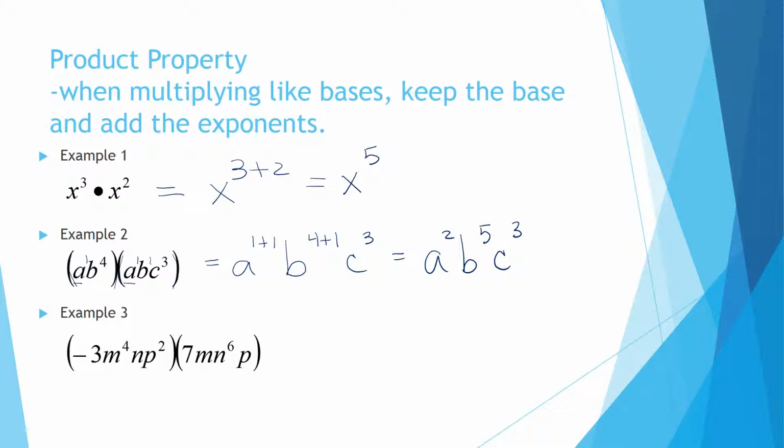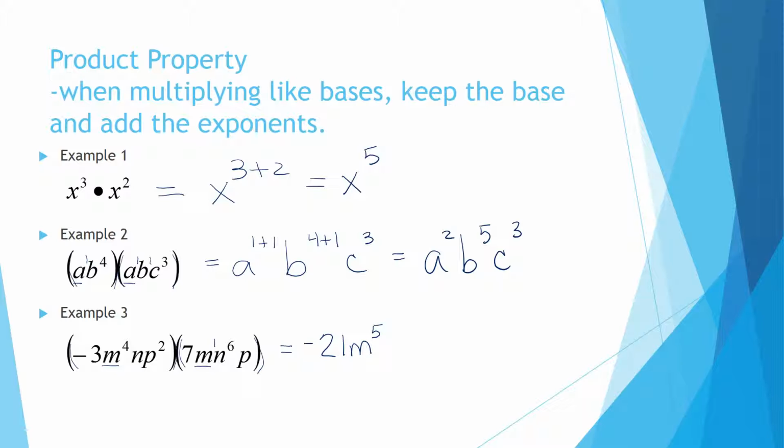And let's look at one more example, again where we have parentheses showing that we're multiplying a quantity. When you have numbers and variables, we multiply each thing that is alike. So our numbers, -3 and 7, we can multiply, and we'll get -21. Our m's, we can multiply, m to the 4th times m to the 1st power. So 4 plus 1, that would be m to the 5th power.